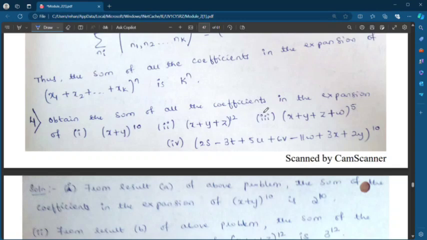Then obtain the sum of all coefficients in the expansion. First, I have (x + y) to the power of 10.